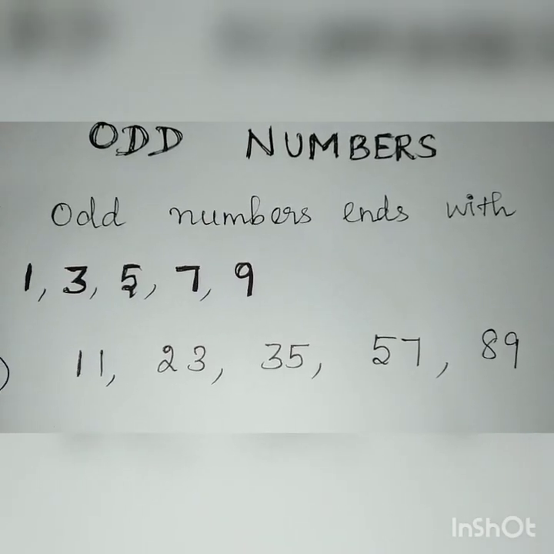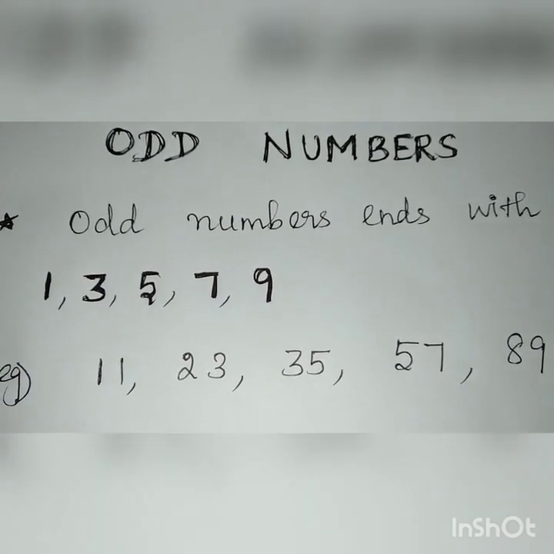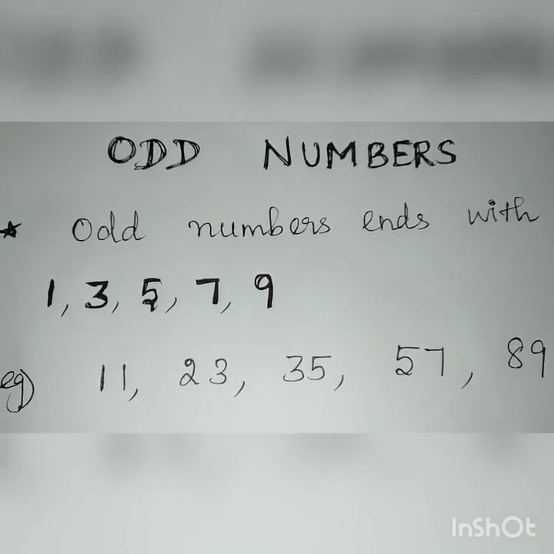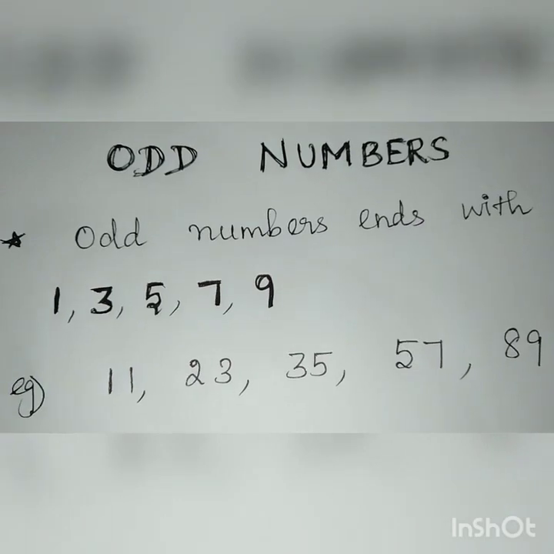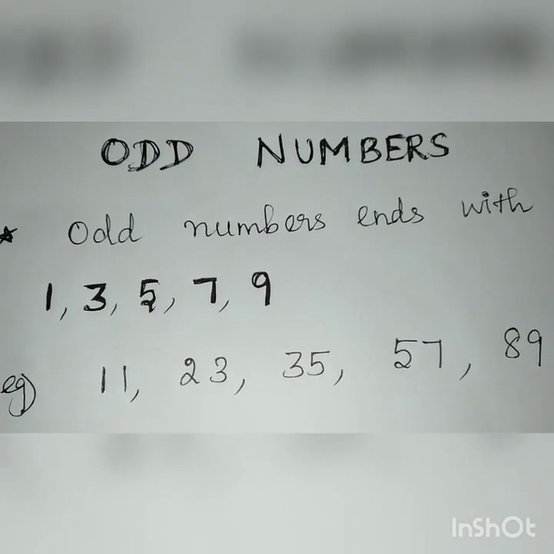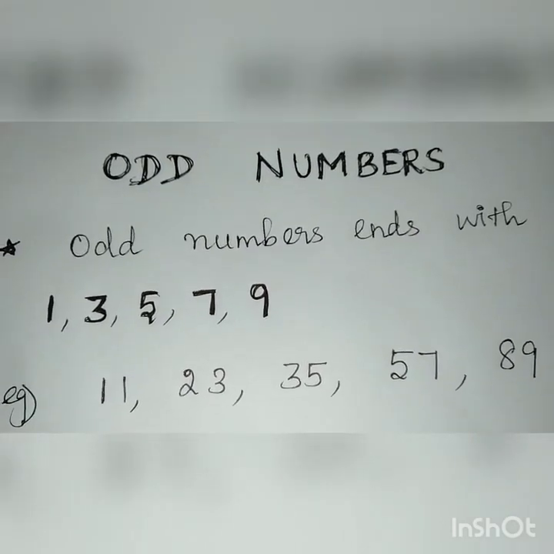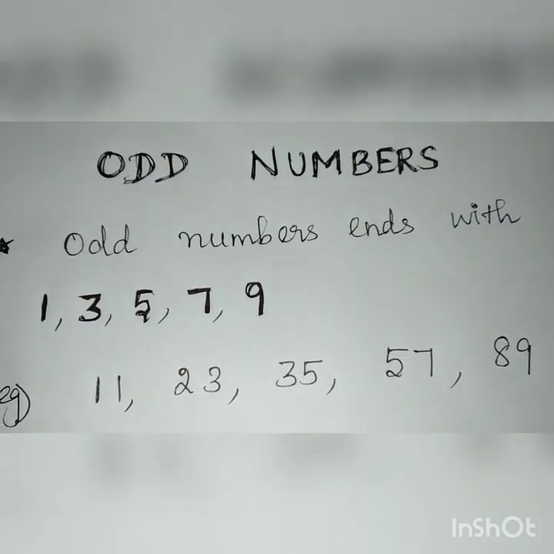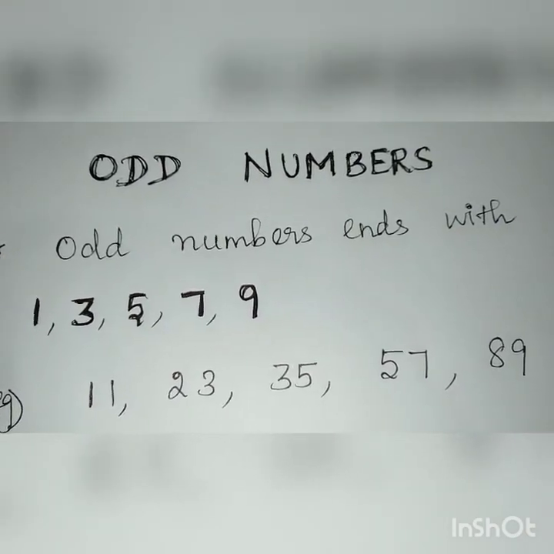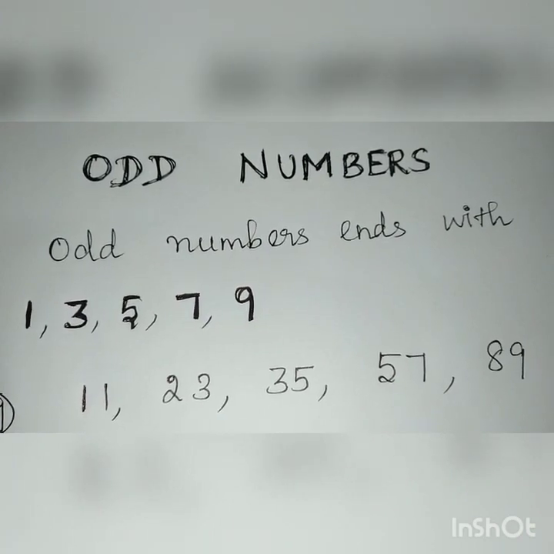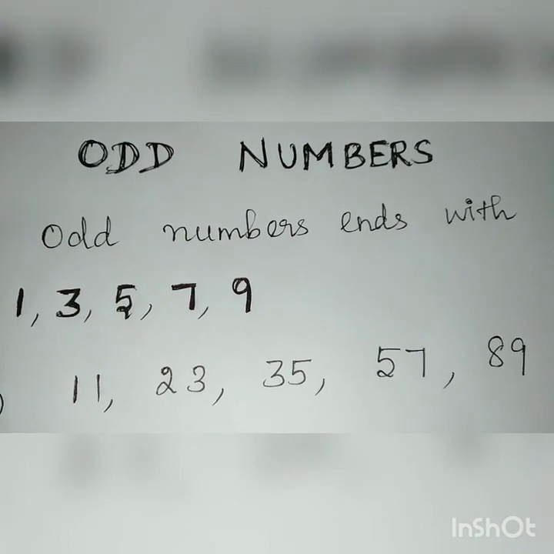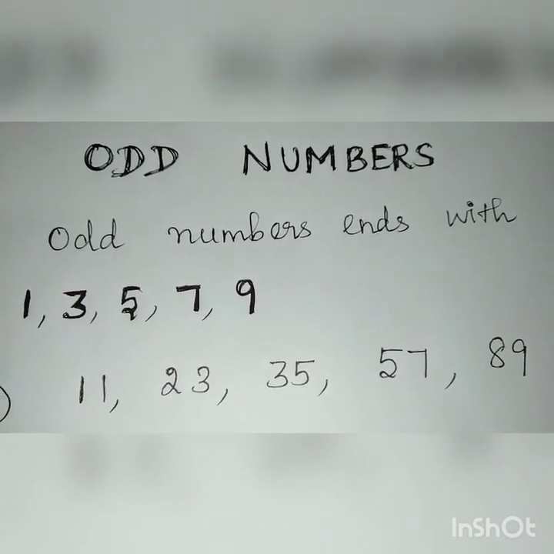Why is 11 considered an odd number? Because 11 ends with 1, isn't it? So, 1 is an odd number, so 11 is an odd number. The next number is 23. 23 ends with 3 and 3 is an odd number, so 23 is an odd number. And the next number is 35. 35 ends with 5. 5 is an odd number, so 35 is an odd number.